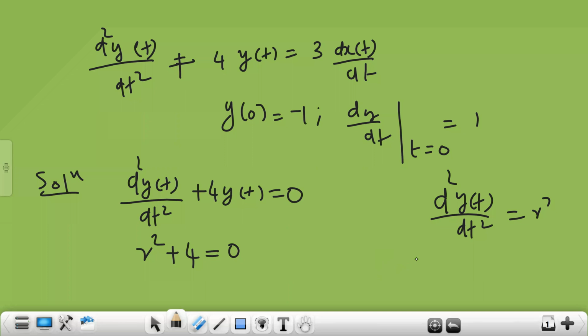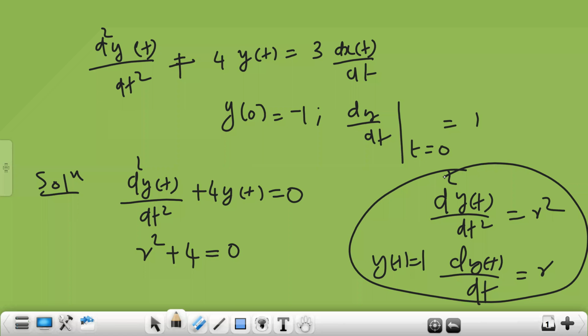If there is a second derivative, we put R square. If there is only the first derivative, we put R. If there is only y of t, we put 1. So here we have the second derivative, so we put R square plus 4, which is a constant, and instead of y of t, we put 1. So R square plus 4 is equal to 0. Now all of you find the value of R. R square is equal to -4, means R is equal to plus or minus 2j, correct? Root of -4 is plus or minus 2j.